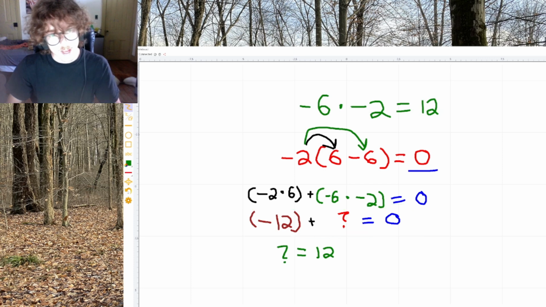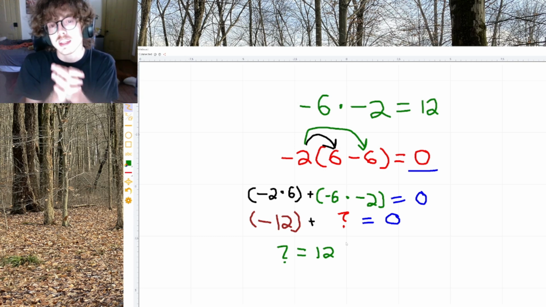Therefore, if we work now backwards, the question mark was negative 6 times negative 2, which outputted a positive number, which was 12. Okay, so hopefully this idea made sense.